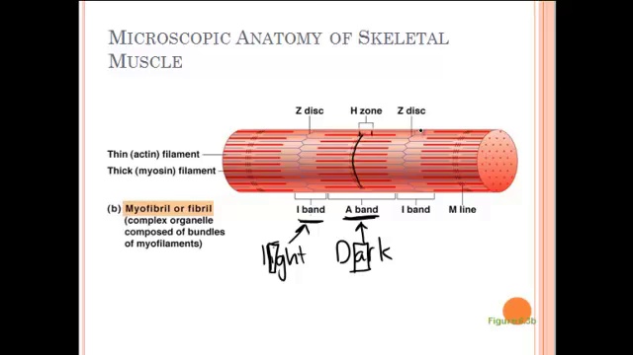You also have the Z disc. The reason it's called the Z disc is it zigzags. See how it zigzags down here like this? And this is found in the middle of the I band.